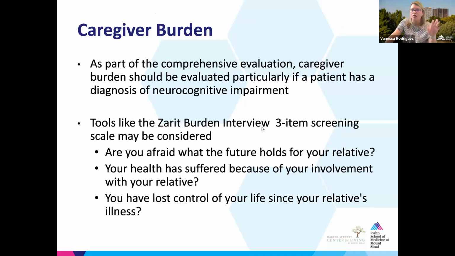And then we can't talk about all of this if we don't consider caregiver burden. It's part of the comprehensive evaluation.